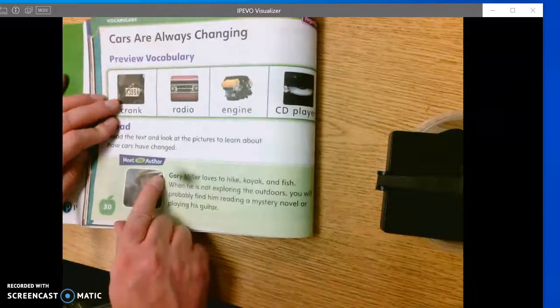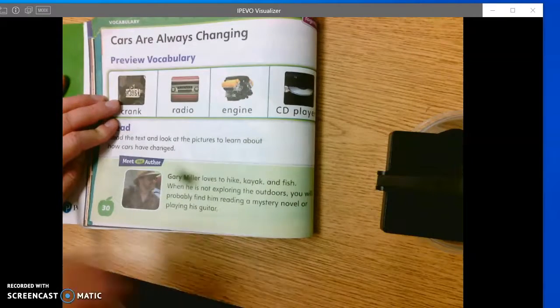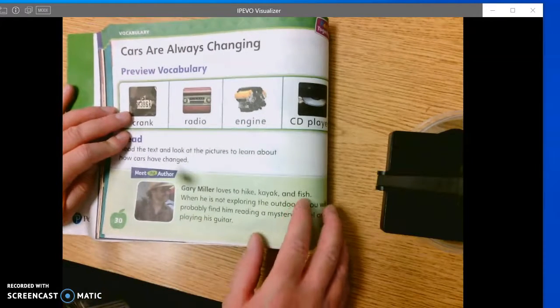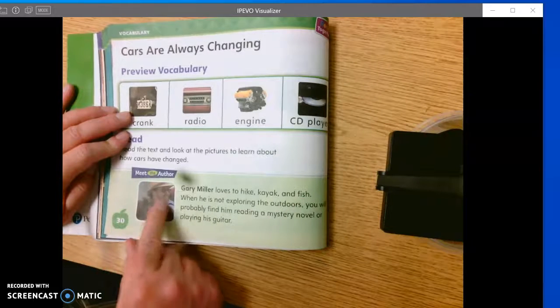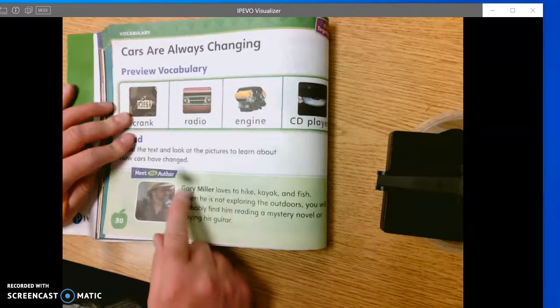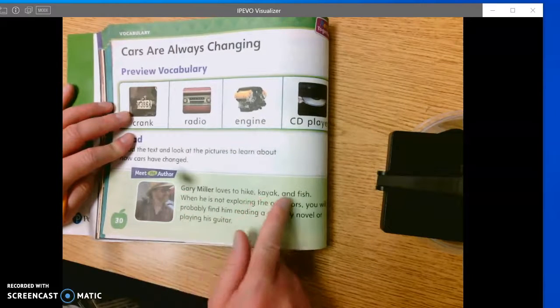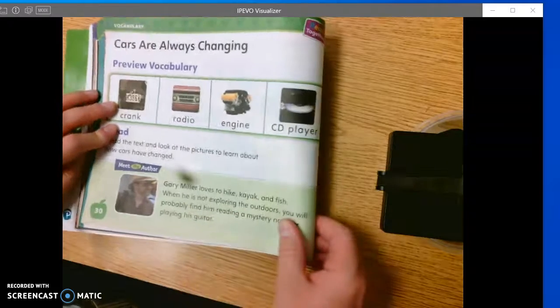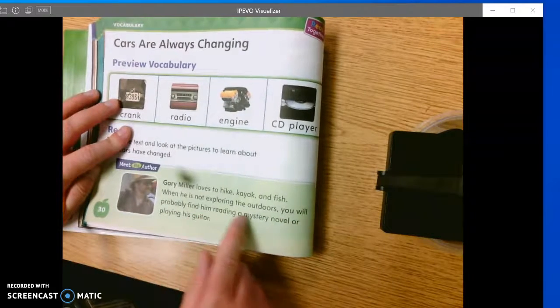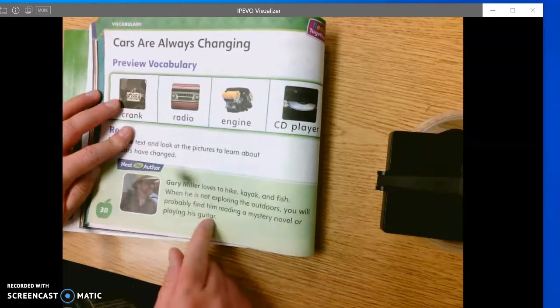So, let's take a look too. Meet the author. It says meet the author. What does an author do? Does an author paint or take the pictures in a book or write the words? The author writes the words. And this author, his name is Gary Miller. It says Gary Miller loves to hike, kayak, and fish. When he is not exploring the outdoors, you will probably find him reading a mystery novel or playing his guitar.